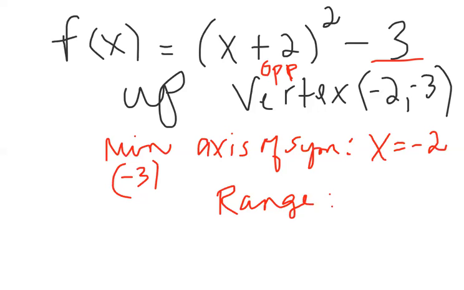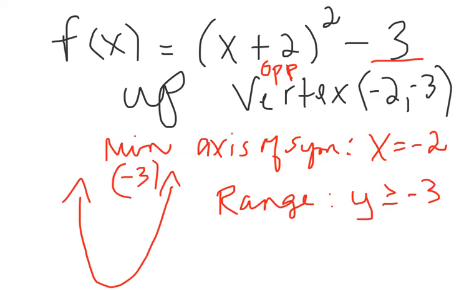Since -3 is the lowest y value on the graph, everything else must be above -3, greater than or equal to -3. Yes, the range would be everything greater than or equal to -3. Everything above the -3. When you graph it, the graph looks like this, and over here is your vertex. That's your minimum value.